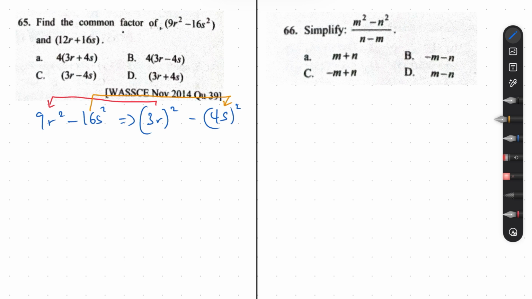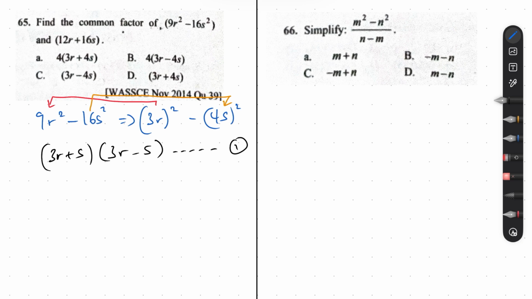Okay, so now we know how to handle difference of two squares, right? We add and we subtract. 3r plus s multiplying 3r minus s. So this is our first part. Okay, let's name it equation 1.